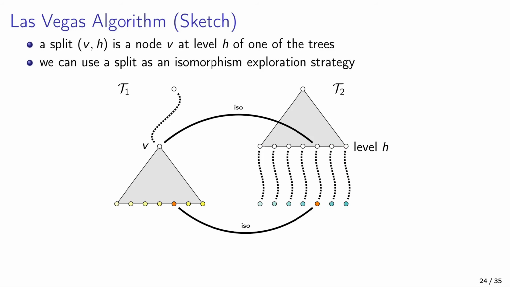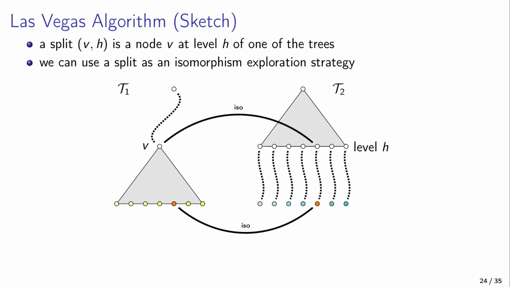Let's say that the trees are isomorphic. Well, then the isomorphic counterpart of v in the other tree must have been explored because we explored all the nodes at level h in that tree. For this isomorphic counterpart, we explored one leaf node below it. However, since we explored all the leaf nodes below v, its isomorphic counterpart must again also have been explored. So whenever the trees are isomorphic, the strategy ensures that at least one pair of equally colored leaves is found.